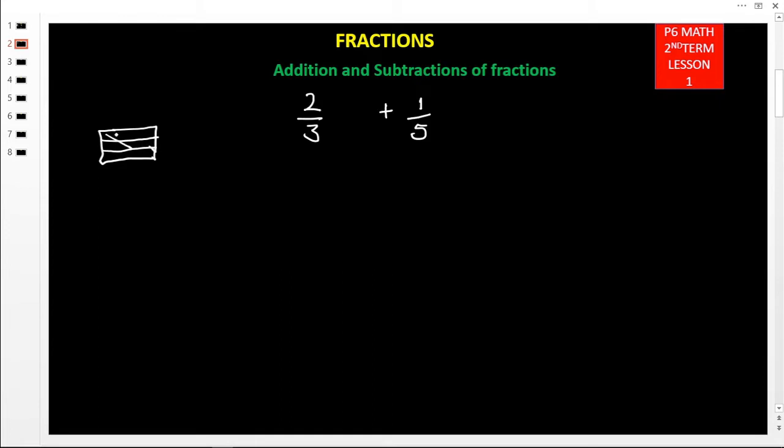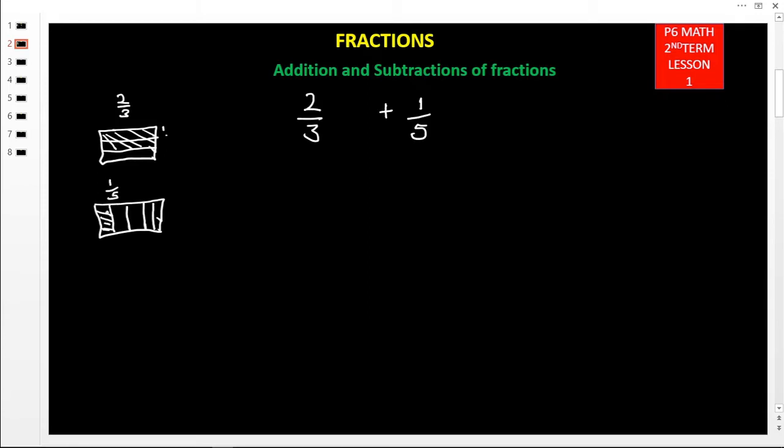Then he picked 2. He has given us 2 parts. So this is 1, 2. So this is 2 out of 3 parts. Then for this one, he has divided his whole into how many parts? Into 5 parts. This is 1, 2, 3, 4. Now out of these, this one is giving us only 1 part. This is 1 out of 5.